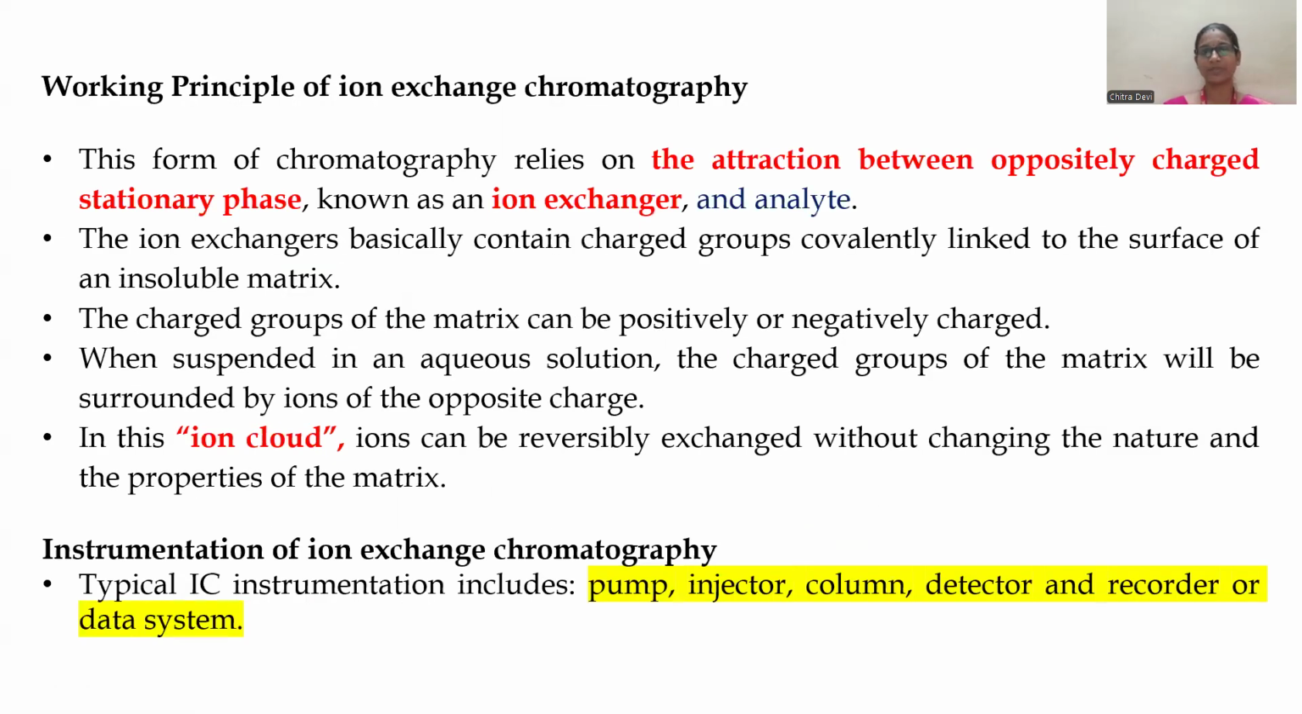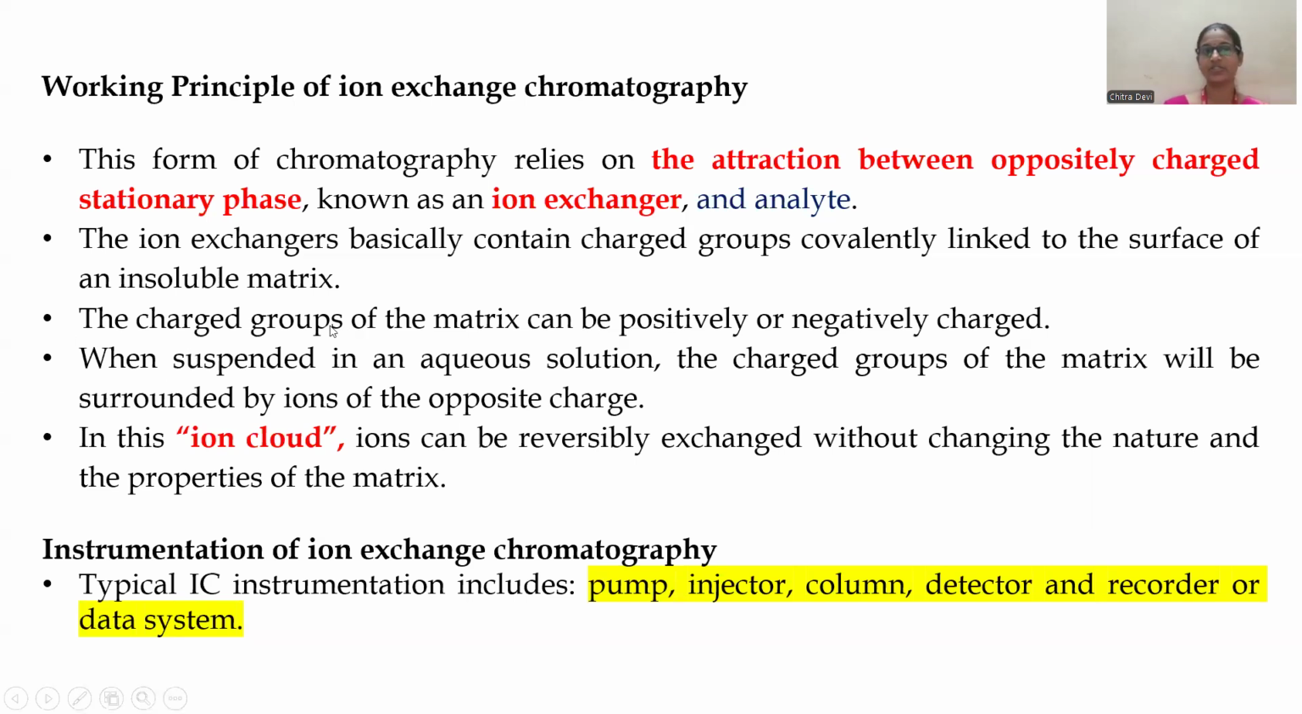Okay. So now we'll see the working principle. Here the major principle will be attraction between the oppositely charged groups in the stationary phase and the charges in the analyte. Between these two only, the attraction will be there. The ion exchangers basically contain charged groups, which will be covalently linked to the surface of an insoluble matrix. The insoluble matrix, as I have shown in previous slides, is cellulose. That will be modified, either carboxymethylated or with a DEAE compound.